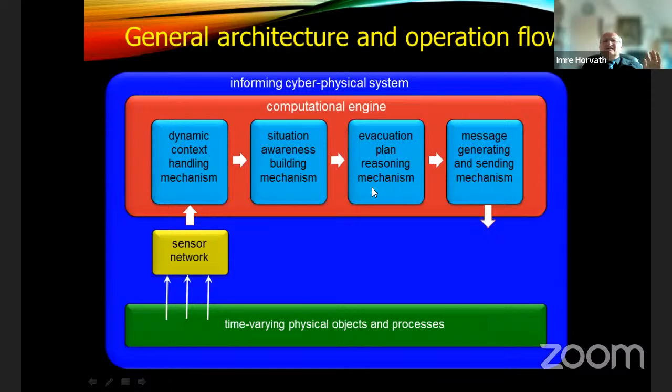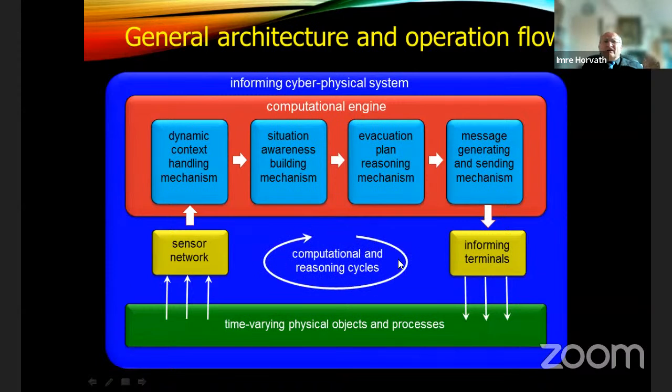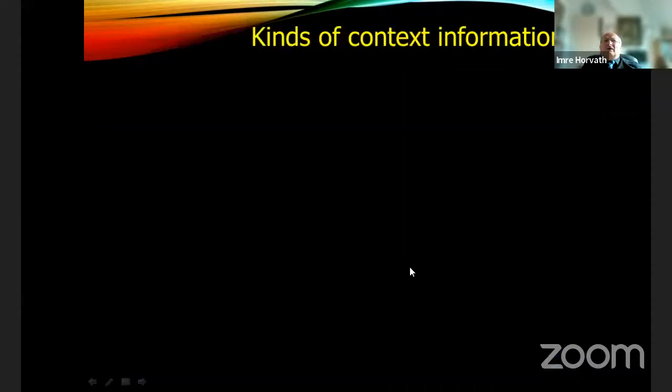And this reasoning mechanism is obviously application dependent, but must be independent of the situation. And then we have a fourth part of the computational engine, which is about generating messages and sending them to the people who were involved. So the actuators and the effectors here are informing terminals. And then obviously the computation and reasoning happens in cycles because every minute, as I said, the situation may change. Even a second fire may burst out, and it has to be monitored.